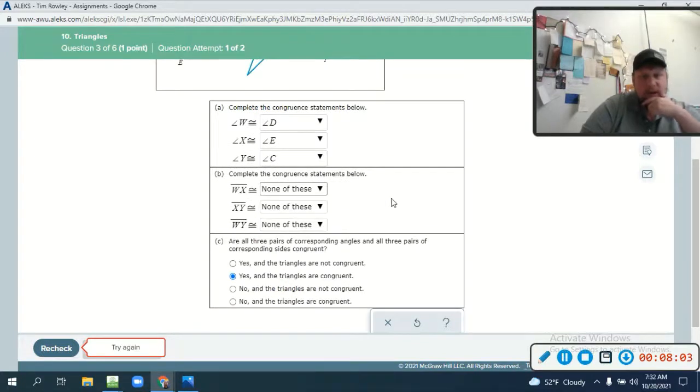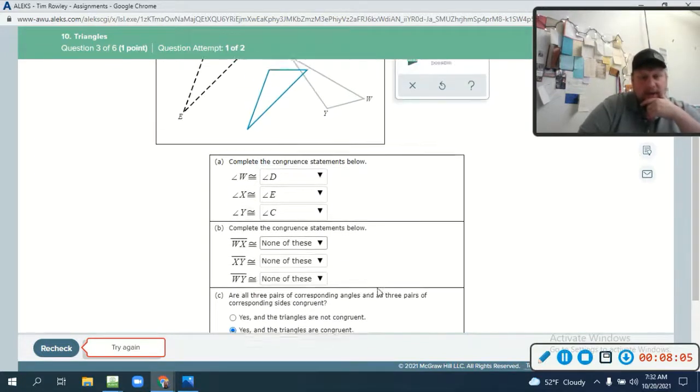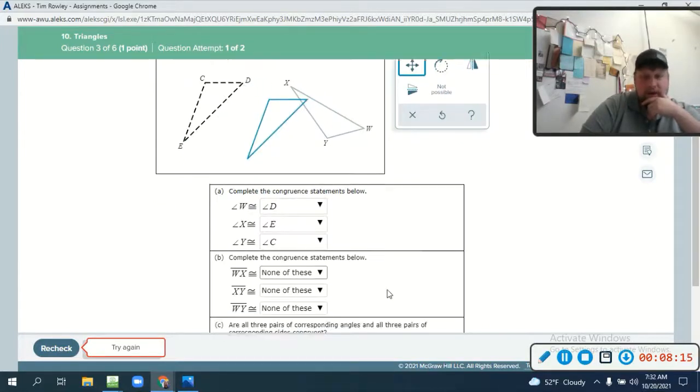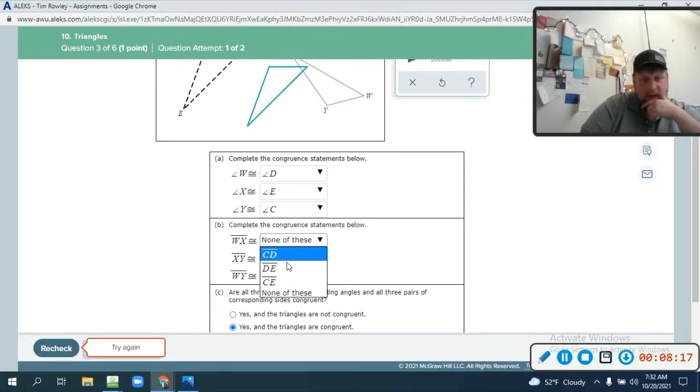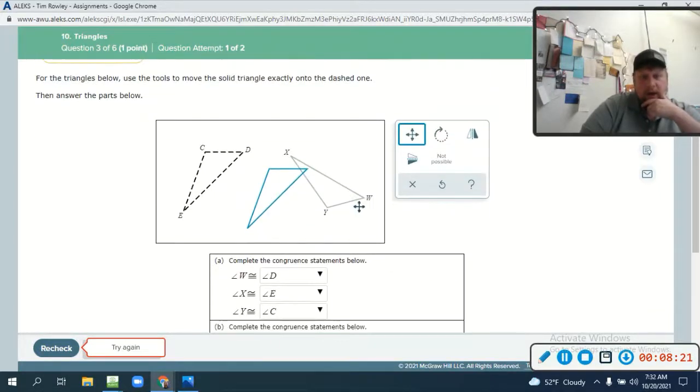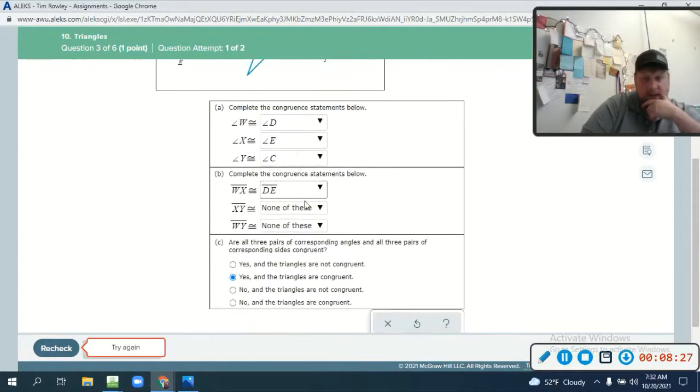Going down here. I'll click these all in. WX, sorry, I meant to have that. So we have WX. Well, let's look at that. WX is along the long leg. The long leg over here is going to be DE or ED. Let's see if we have that. Look, we have DE. Perfect. Now we have XY. XY is along the medium leg. So we're going to have what? CE or EC?